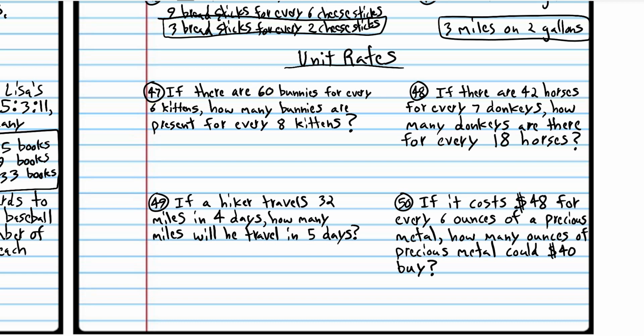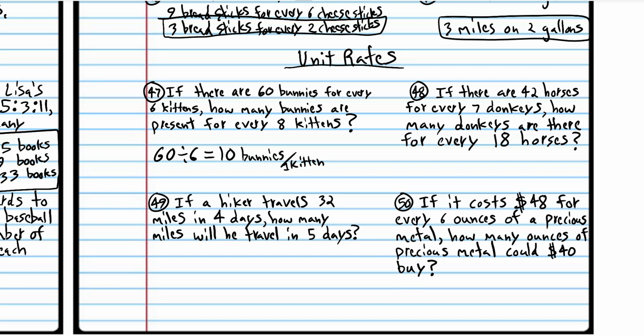60 divided by 6 is 10. 10 is the unit rate. That's how many bunnies for every 1 kitten. And you can write 1 down here if you want. That's the unit rate. Now, if I ask you this problem and I give you the unit rate, you can figure out the problem on your own pretty quickly.